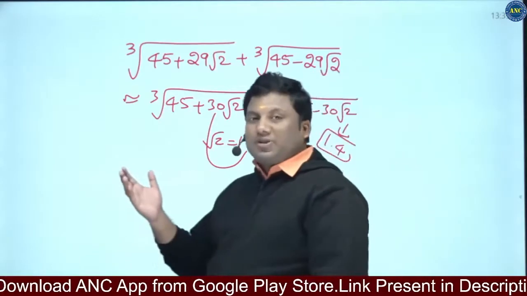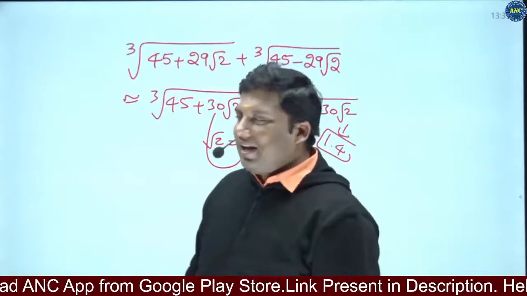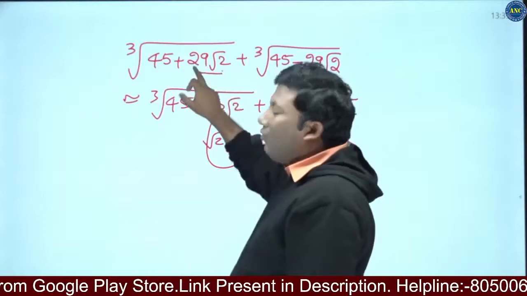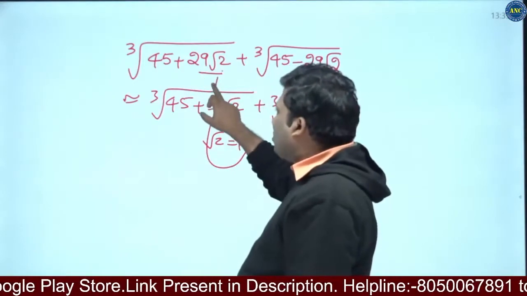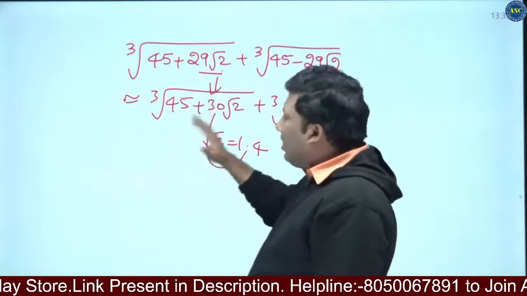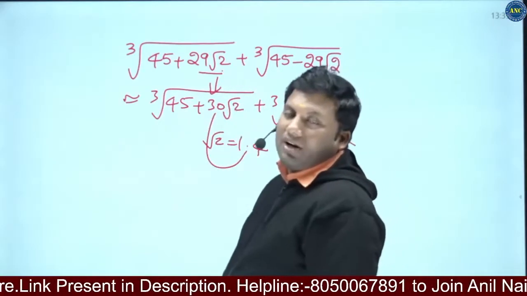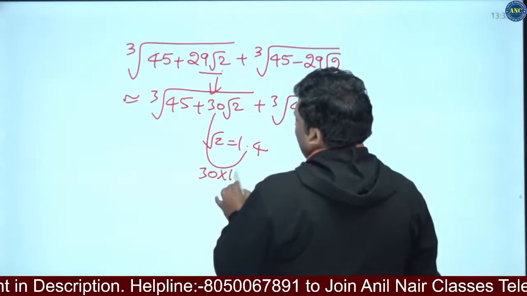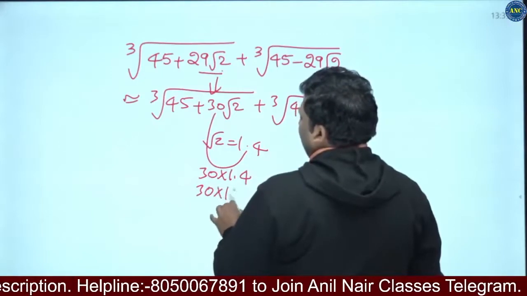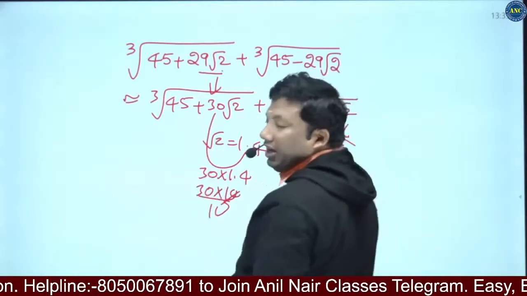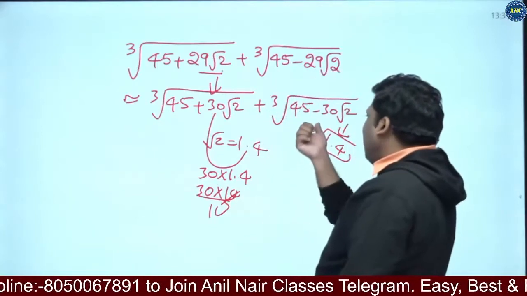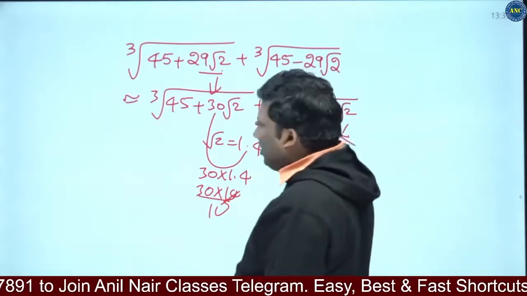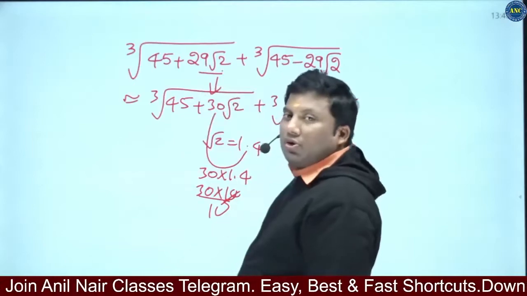Check which answer options are far away from the answers and eliminate those options. That is another way. Ideally, do it for root 2 as 1.414, but 1.4 into 29 is complicated, so I just did 30. The answer has to be very, very close. 30 into 1.4 is 30 into 14 by 10, which is 42. Cube root of 45 plus 42 is cube root of 87. Cube root of 45 minus 42 is cube root of 3. This is a very small value.